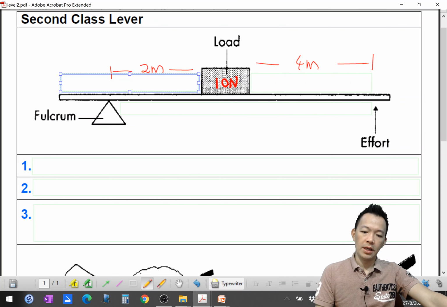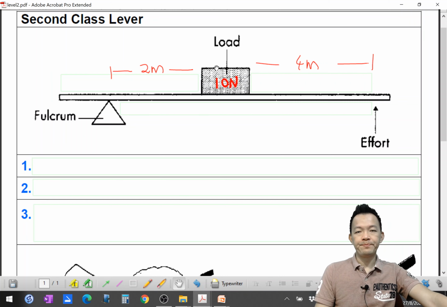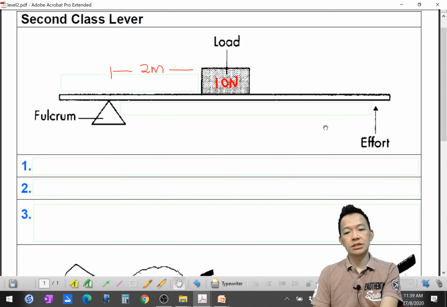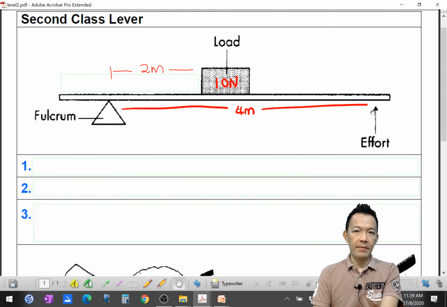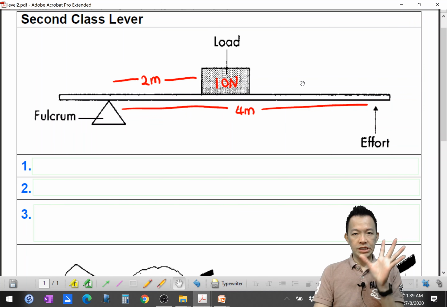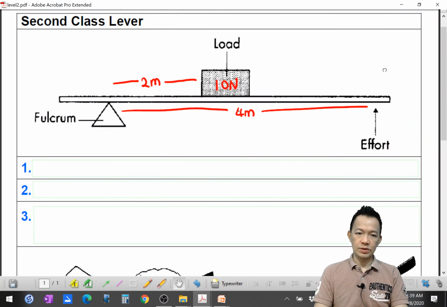Effort distance is 4 meter. But the problem is here. What's mean by effort distance? Effort distance actually is the distance between the effort and the Fulcrums. So if you label in this way, it will be 6 meter. 它已经6 meter 了，对不对？ So 你已经开始错了。So effort distance from effort go to the Fulcrums. 从 effort 回你的支点才叫 effort distance. So this is the basic diagram for us to start.